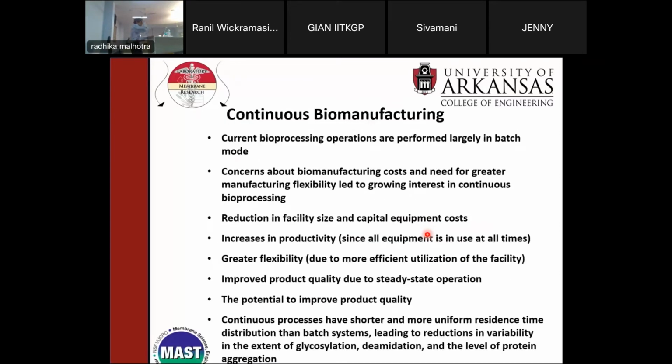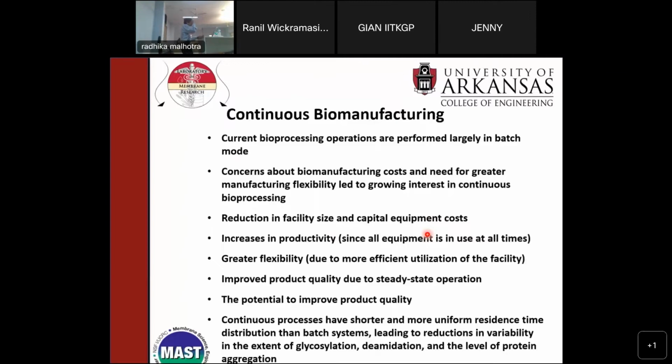Never mind. Current bioprocessing operations are performed largely in batch mode. Concerns about biomanufacturing and the need for greater manufacturing flexibility create interest in continuous bioprocessing. Capital and equipment costs are important. Increase in productivity, all equipment is in use all the time. Greater flexibility due to more efficient utilization, and quality due to steady state operation.